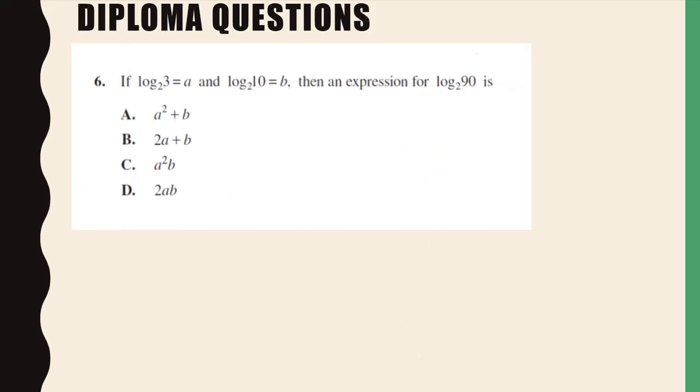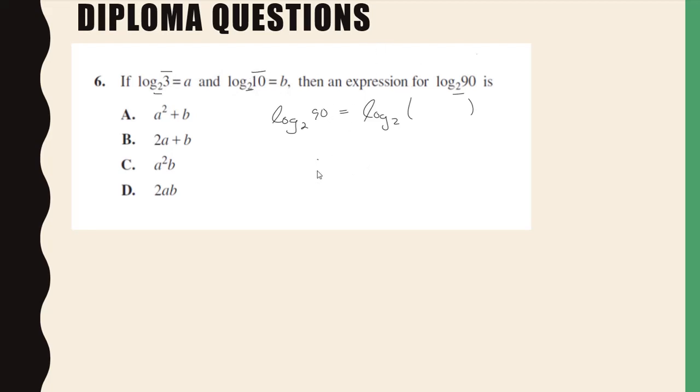Right, our next question. If log base 2 of 3 is a, and log base 2 of 10 is b, then an expression for log base 2 of 90 is. Now the key thing here is all of our logs are base 2 in this case, which means that log base 2 of 90 is going to equal some kind of combination of 3 and 10. Because if we have the same logs everywhere, then we can say log 2 of something times something, where the somethings are 3 and 10, is going to get me 90.